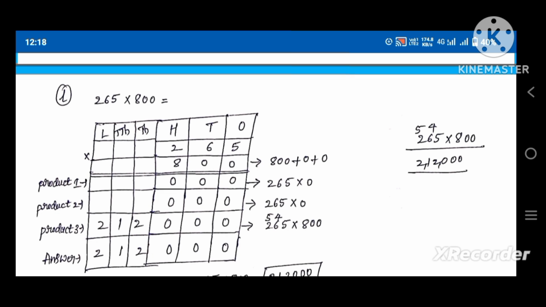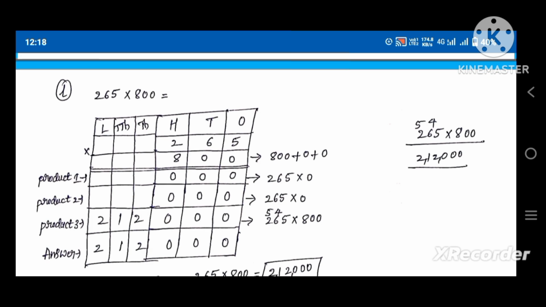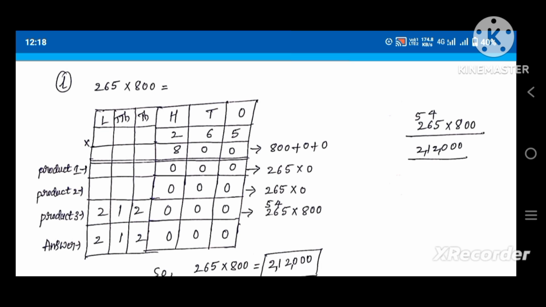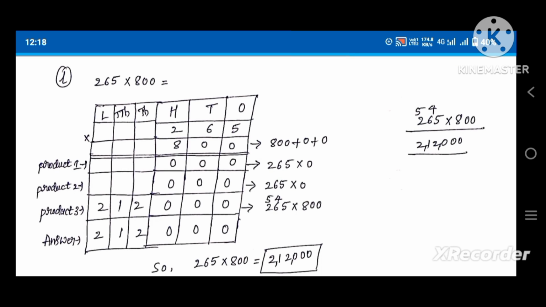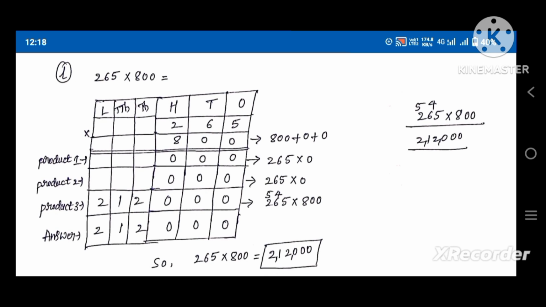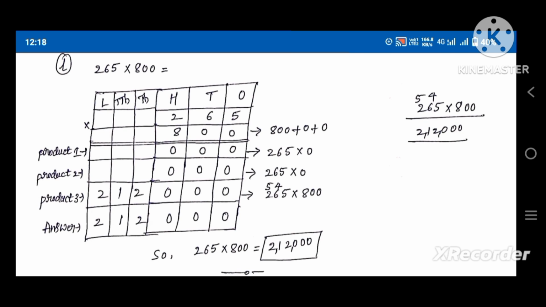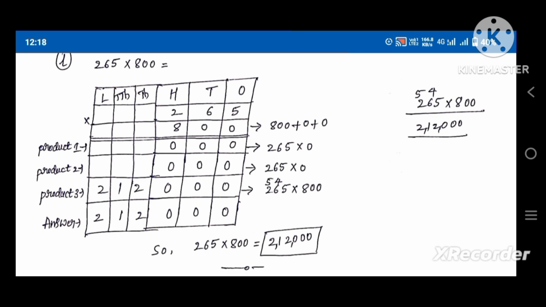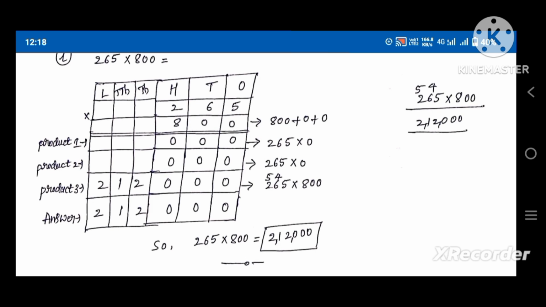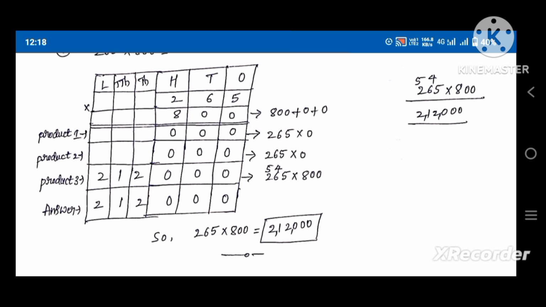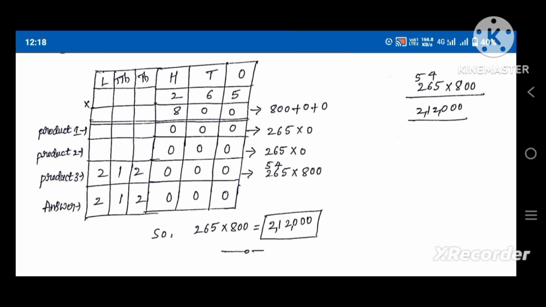Question number L is 265 into 800. 265 is multiplied by 800. 800 means 800 plus 0 plus 0. Product 1 is 265 into 0 is 0. Product 2 is 265 into 0 is 0. Product 3 is 265 into 800 is 2,12,000. Add the three products and get the answer 2,12,000.